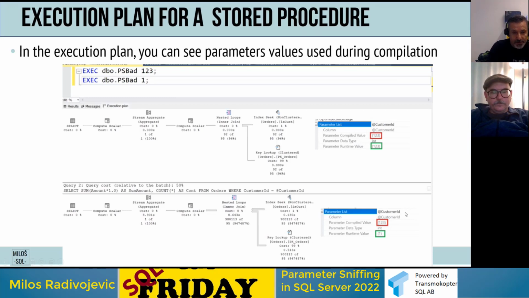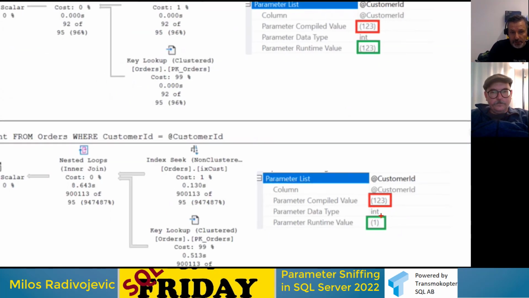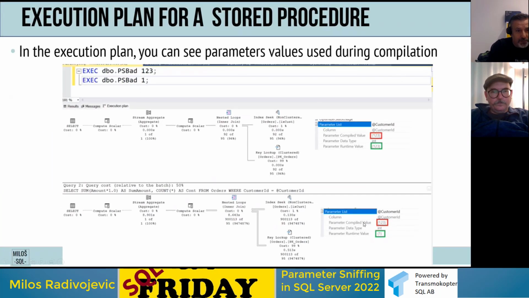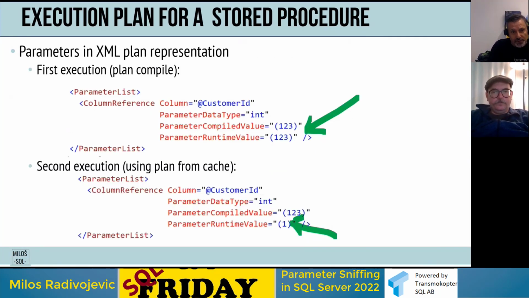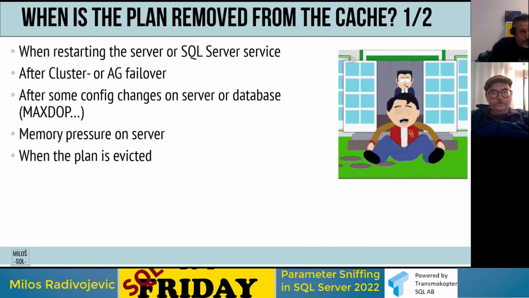Then I call the same stored proc for the second time. But you can see here that this is the parameter used, but the plan has been created for 1, 2, 3. If I have similar plans, and both customers are okay with this, then it's a good thing. You can see this also in the XML representation of the execution plan.